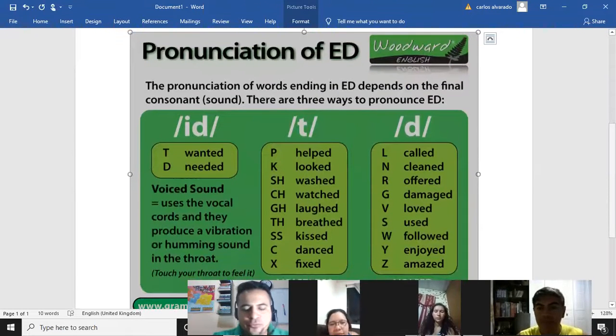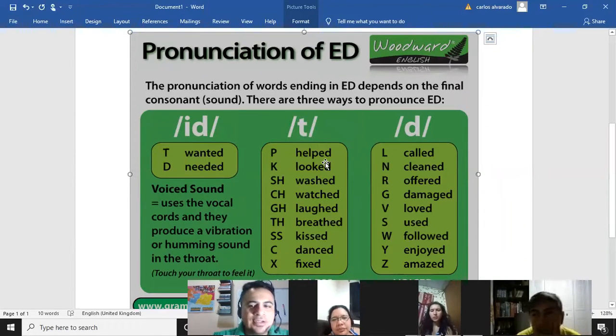So for the past verbs, the regular verbs, we put ED to make it past, but the pronunciation is different, okay? There are three pronunciations. Primero voy a empezar con T, the T pronunciation. The ED here sounds like a T, like a T.